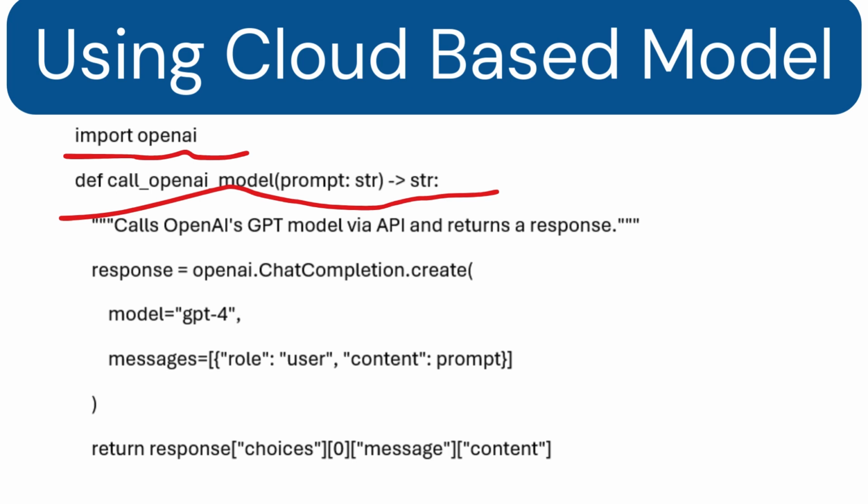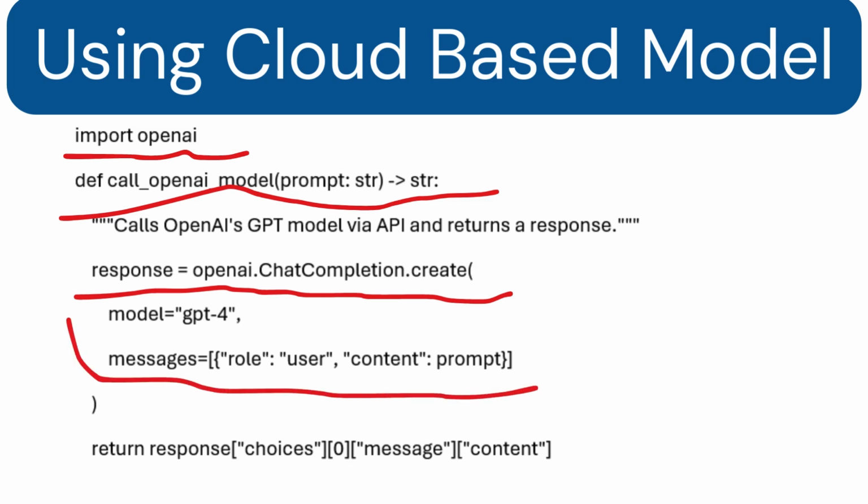Step 3, sending a request to OpenAI's API. Response equals OpenAI.chatCompletion.create. Model equals GPT-4. Messages equals role, user, content, prompt. This is the key part. Let's go over what's happening here.